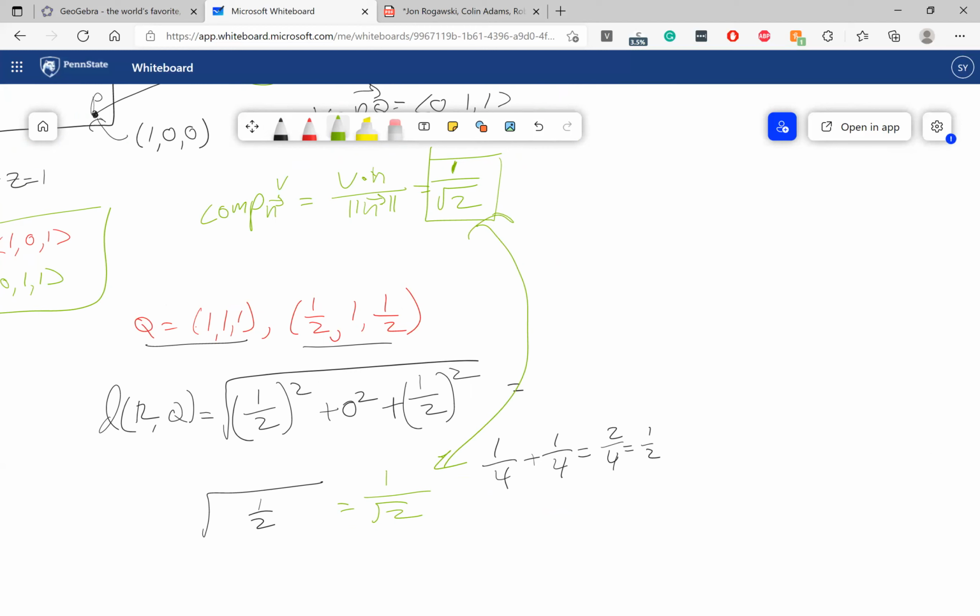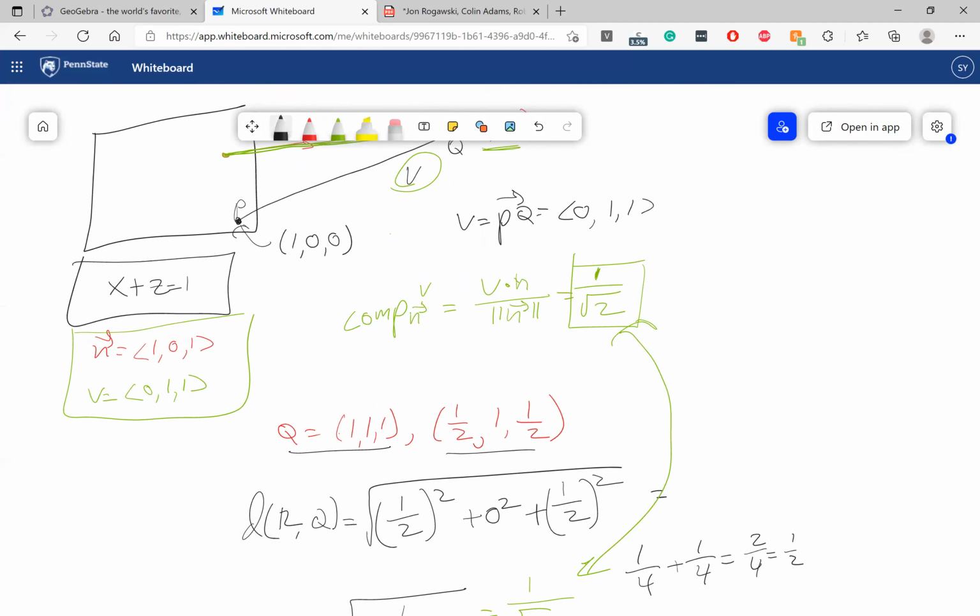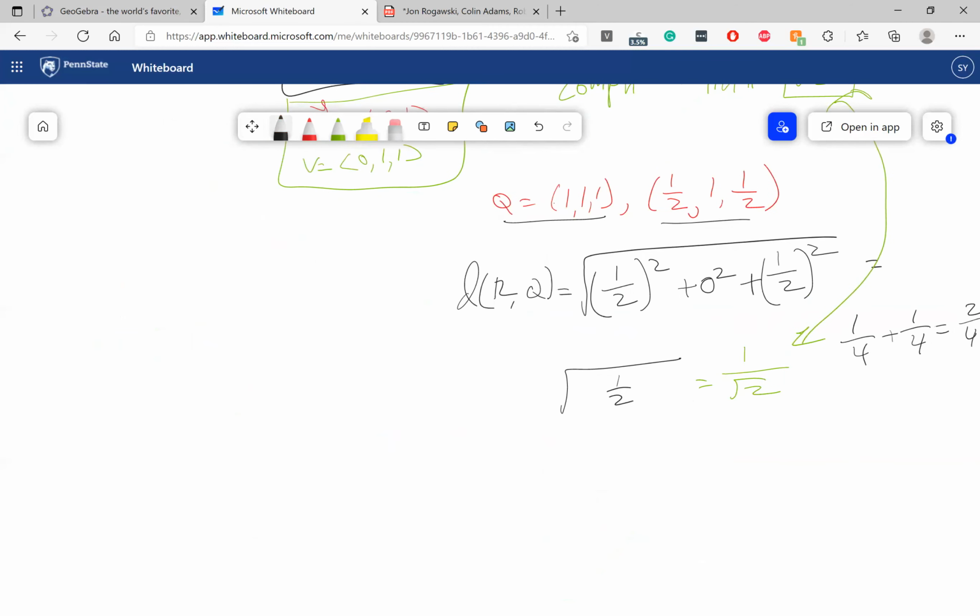Any other questions? Yes. Did you find the normal vector or was it given? You find it by looking at the plane. The normal vector is the coefficient of the plane. Yes, for A, B, and C. So if your plane is AX plus BY plus CZ is equal to D, the normal vector is ABC. Any other questions?